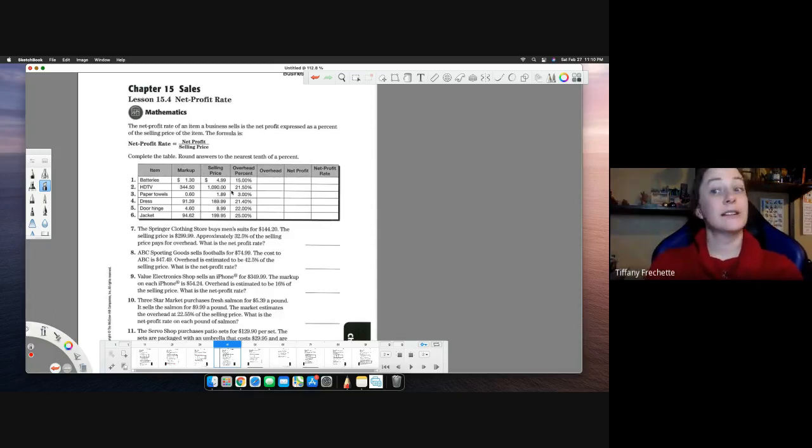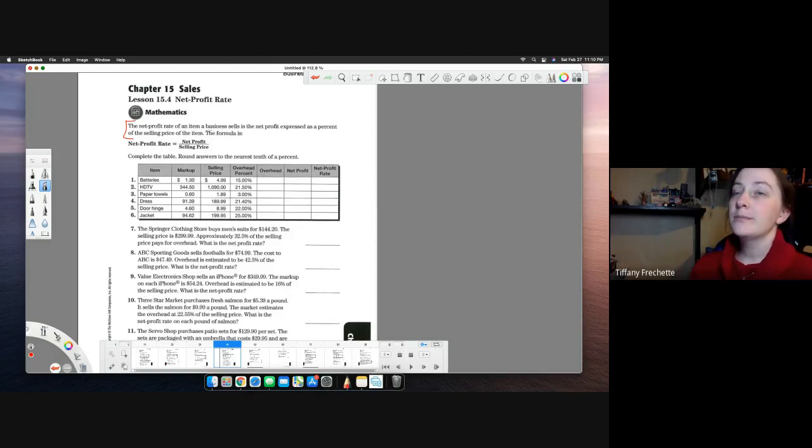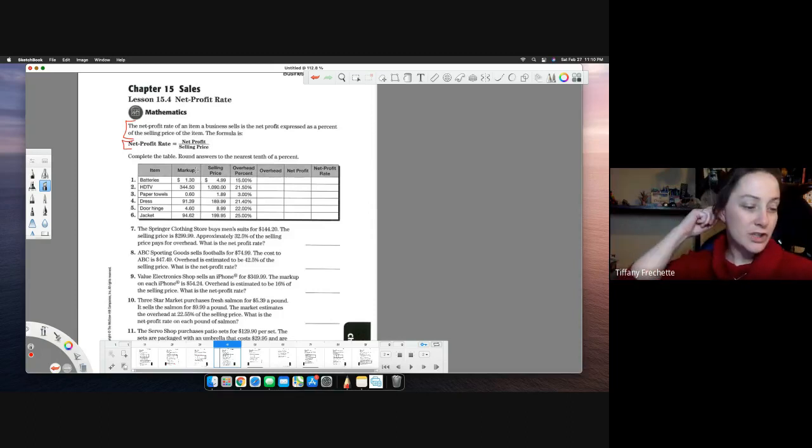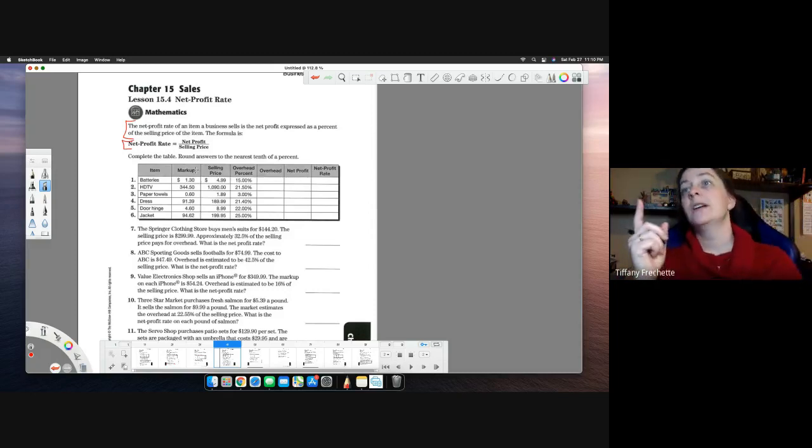So that being said, let's go ahead and read the little summary they give us up here at the top. So we have the net profit rate of an item a business sells is the net profit expressed as a percent of the selling price of the item. The formula is, and here they give us a little formula, net profit rate equals net profit divided by the selling price. So pretty easy calculation there for the most part.